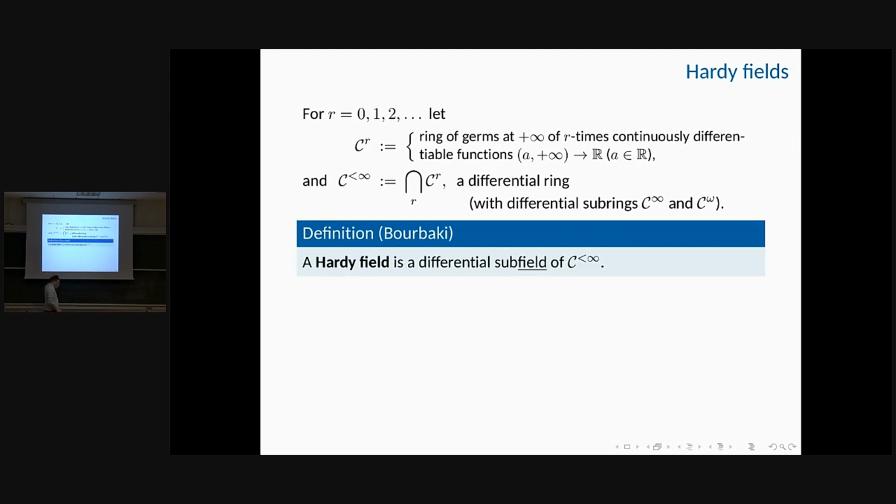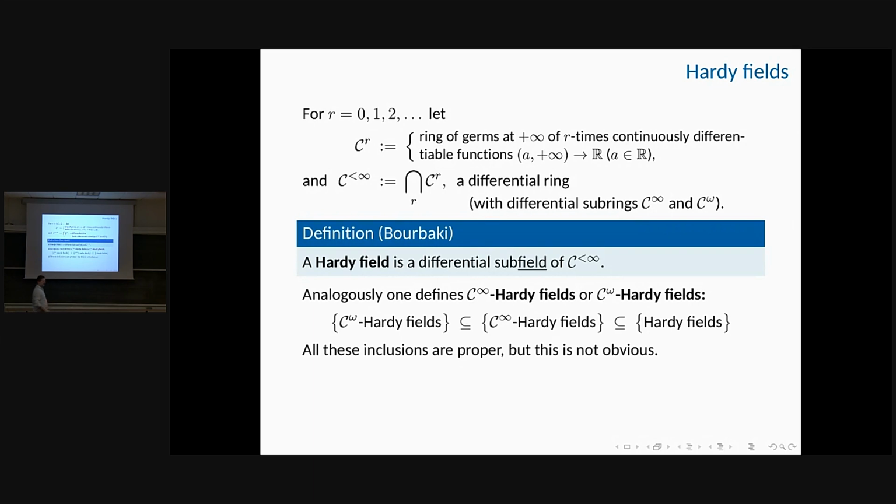Then the definition of a Hardy field is simply that this is a differential subfield of the differential ring C^(<∞). And the emphasis here is on field. It's not just a subring, but actually a field in the sense of algebra. In an analogous way, you can also define C^∞ Hardy fields or C^ω Hardy fields, by looking at differential subfields of C^∞ or C^ω. We have natural inclusions: every C^ω Hardy field is a C^∞ Hardy field, and each one of those is a Hardy field. But all these inclusions are actually strict, though it takes a bit of work to come up with explicit examples. I'm not going to give the examples, but there are examples.